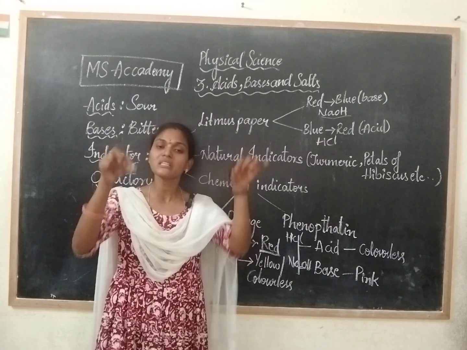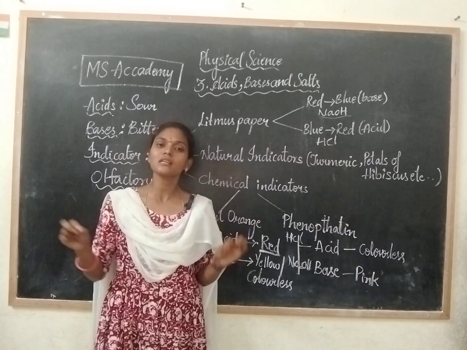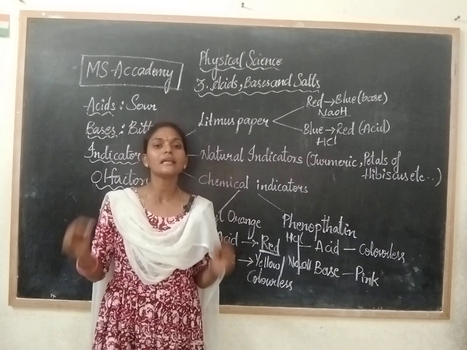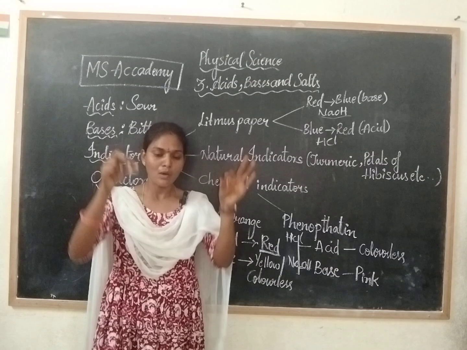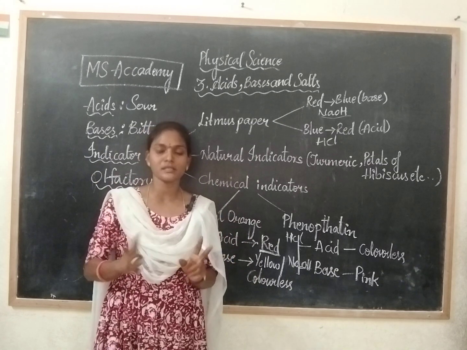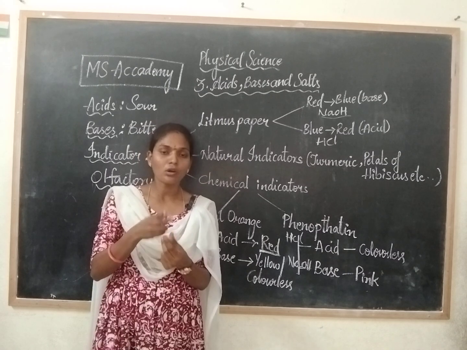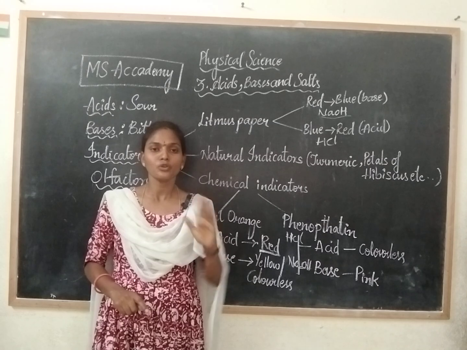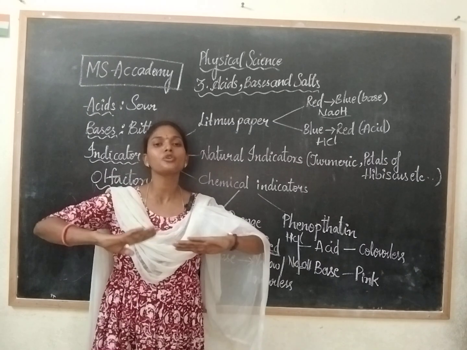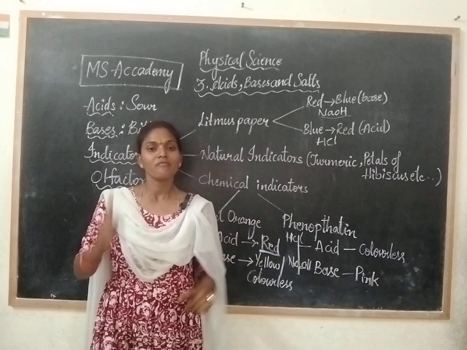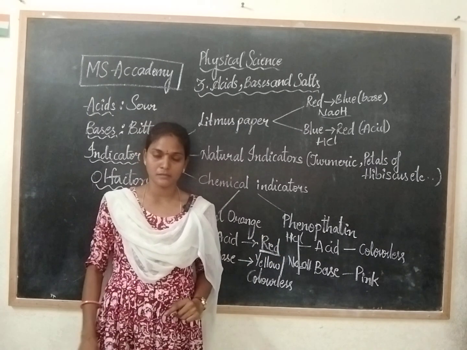Now wash the cloth with distilled water. What is distilled water? Distilled water is the water which doesn't contain any impurities. Now wash the cloth with distilled water and cut the piece of cloth into 2 pieces. One cloth you wash with base, another cloth you wash with acid.